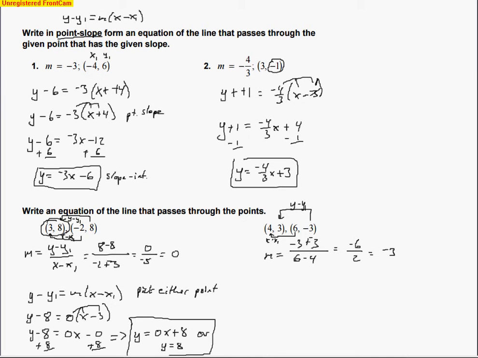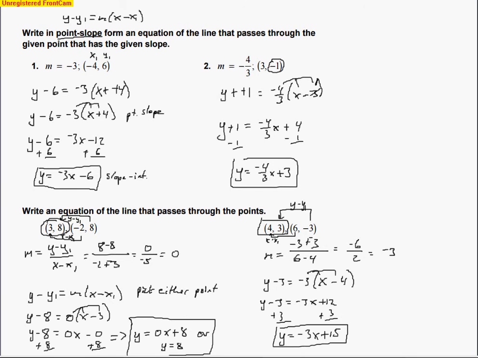And so from that point, I can go ahead and use point slope. So it doesn't matter which point you pick. I'm going to pick this point right here, just because it looks good. It doesn't really matter. Either point will work. So y minus 3 equals negative 3 times x minus 4. So I distribute, and I've got y minus 3 equals negative 3x plus 12, because negative 3 and negative 4 make a positive 12. So from that point, all I'm doing is adding the 3 to both sides, and we get our answer. y equals negative 3x plus 15.